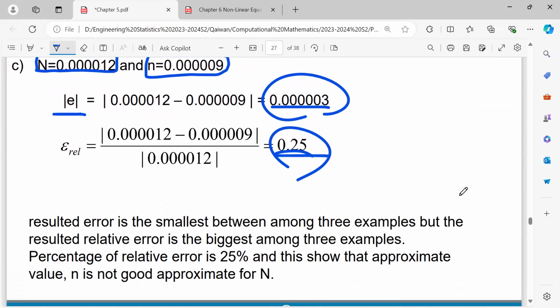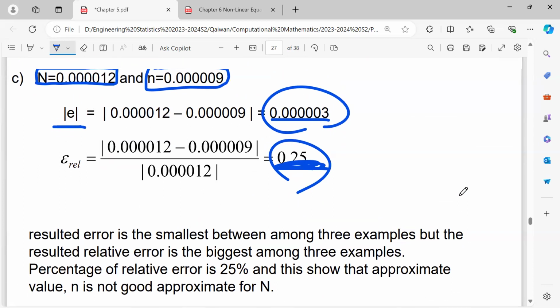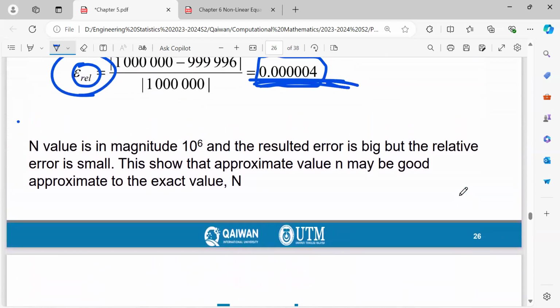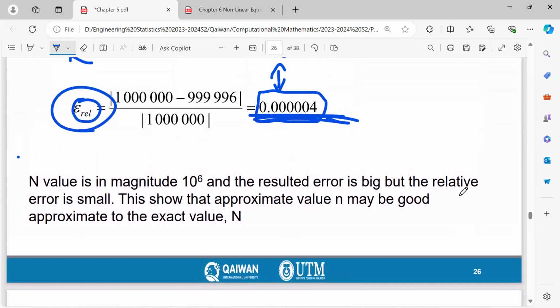Relative error decides if our approximation is a good approximation or not. If it's close to zero, it means it is a good approximation. Look at the above one. In the above example, the relative error is 0 point followed by 5 zeros then 4. Okay? This is a good approximation actually, as the relative error is too small.